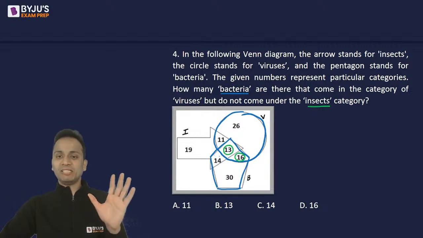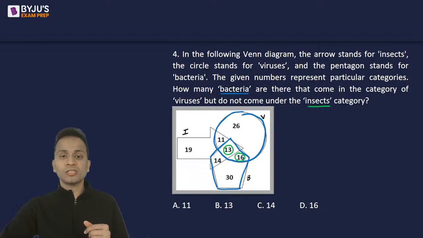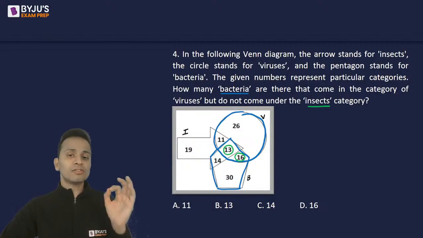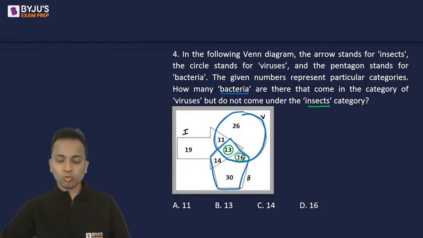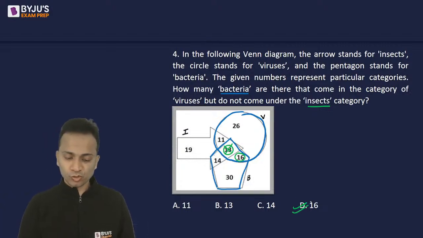Aditya, we will see that later. If it had not said do not, then both the regions should have been considered. If they say how many bacteria are there that come in the category of viruses, then bacteria and viruses, 13 and 16 both will come. Now since they are asking it should not be in the insect category, 13 will be removed and 16, option D is the correct answer of this one. So option D is absolutely correct.